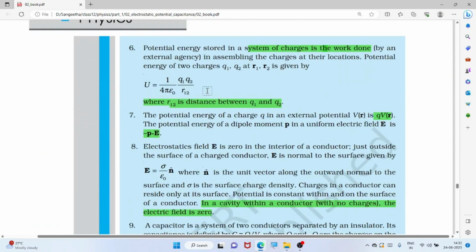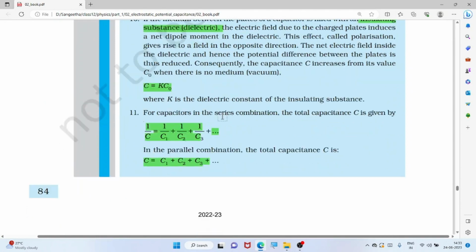This is the summary actually, which we have already seen.